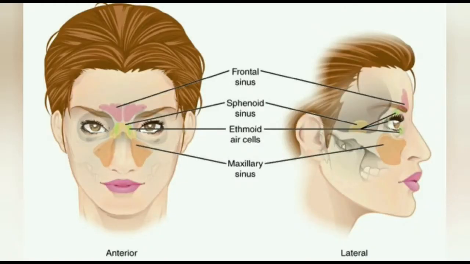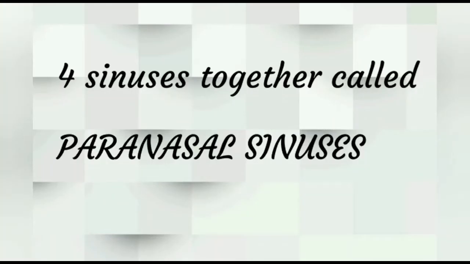Now let's understand the exact location of these sinuses. 2 sinuses in the forehead, that is exactly above the eyebrows, are frontal sinuses. Maxillary sinus is behind the cheeks, that is on either side of the nose. Ethmoid sinus is between the eyes and sphenoid sinus is behind the ethmoid sinus. Each of these 4 sinuses are in pairs. All these 4 sinuses together are called paranasal sinuses.